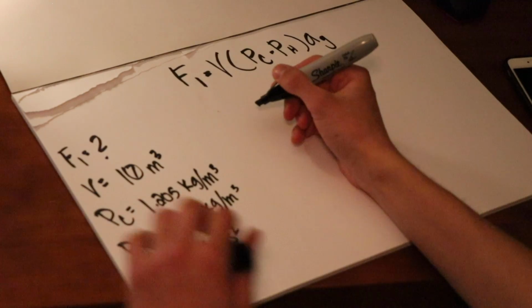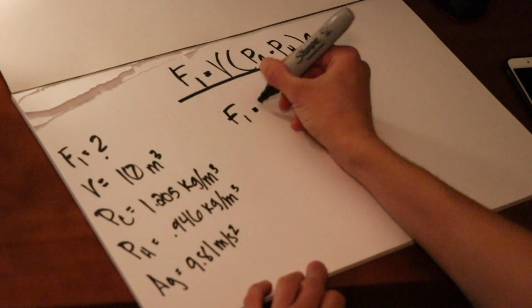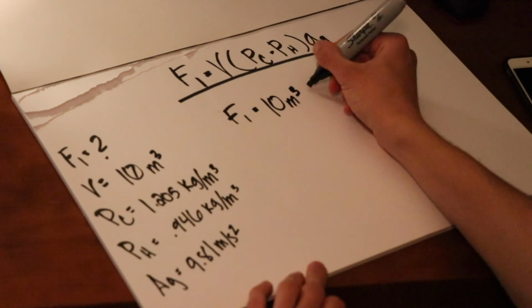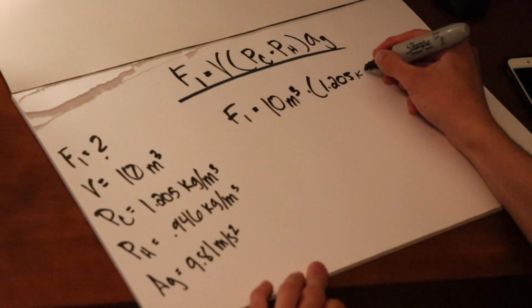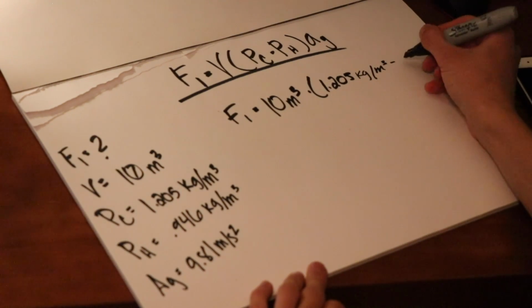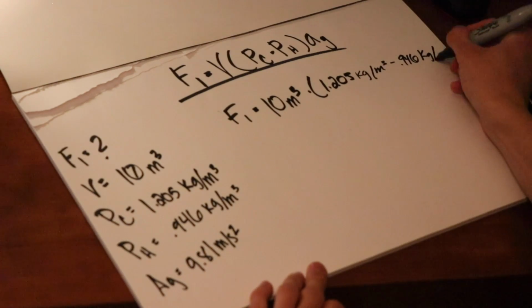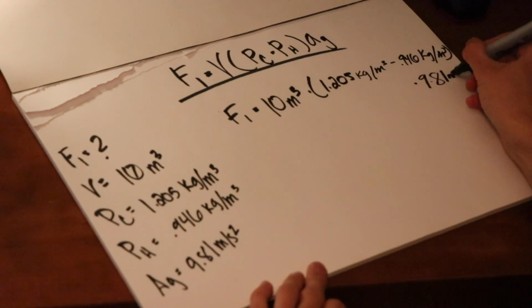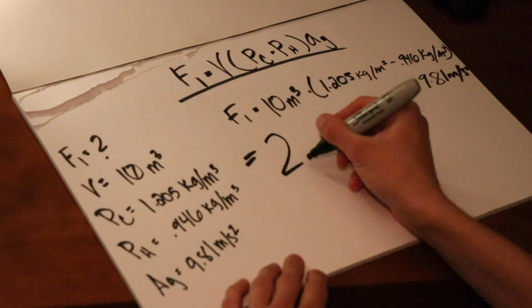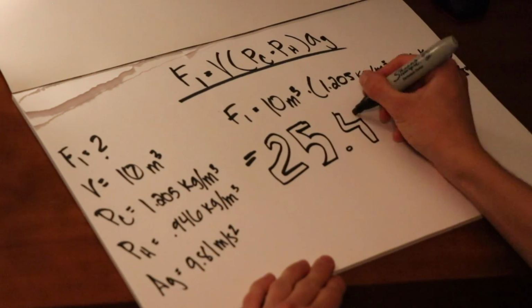When we plug everything in, F_l equals 10 meters cubed times (1.205 kilograms over meters cubed minus 0.946 kilograms over meters cubed) times 9.81 meters per second squared. We get a lifting force of 25.4 newtons.